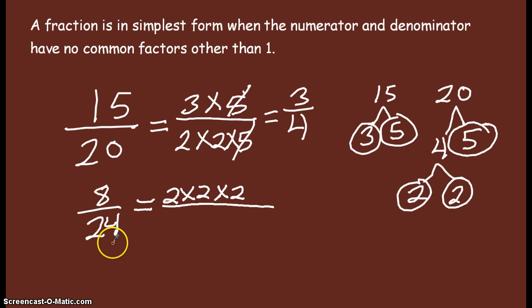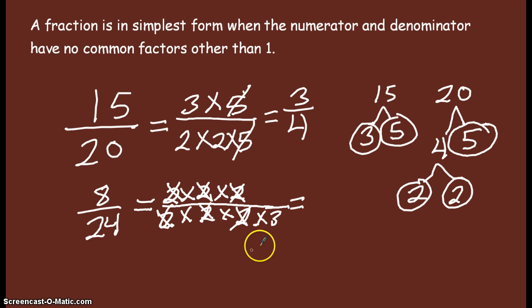Okay, so here we have 24, and I'm thinking to myself that 24 could be made up of 3 times 8. Now, I already know what 8 looks like factored down, so I'm going to write that down. 2 times 2 times 2 times 3. So all I have to do now is just mark out everything that they have in common. I'm going to take out this 2 and this one, this 2 and this one, this 2 and this one.